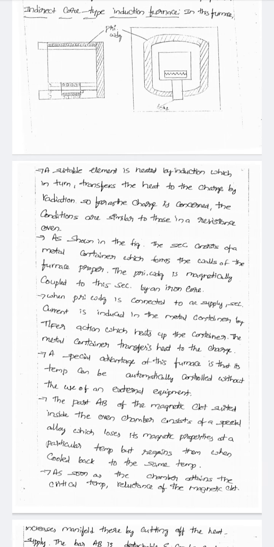Good morning, students. In the last class we saw about the induction type. Induction type is further classified into core type and coreless. The core type is again classified into three: direct core type furnace, vertical core type furnace, and indirect core type induction furnace. Last class we completed two sections. The last topic is the indirect core type induction furnace.